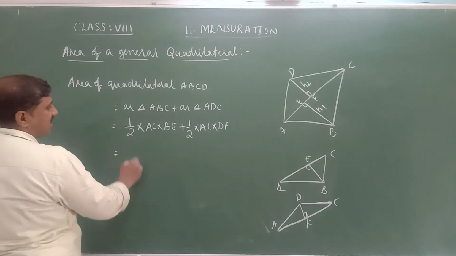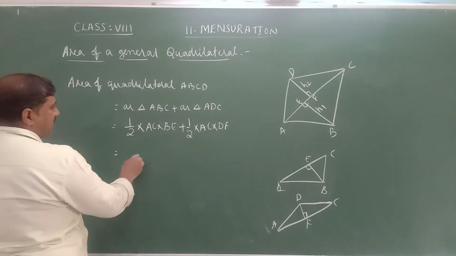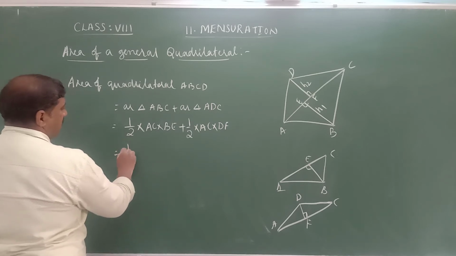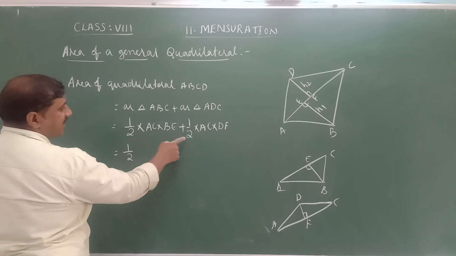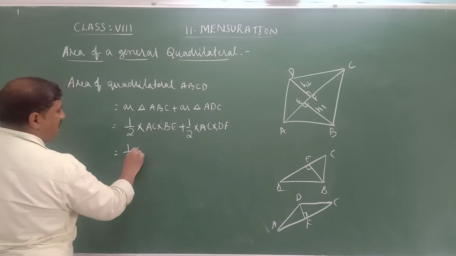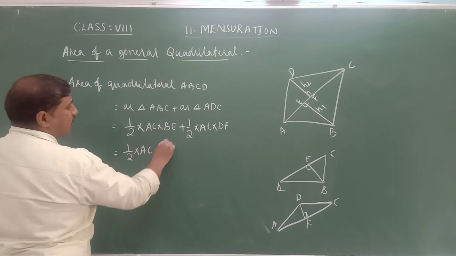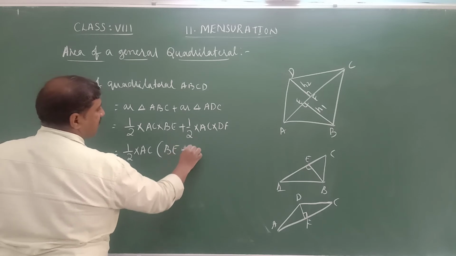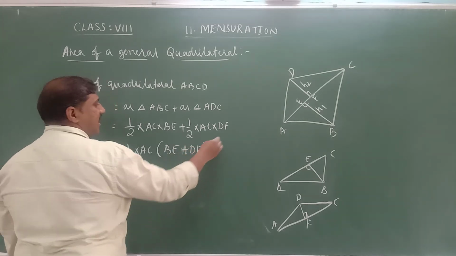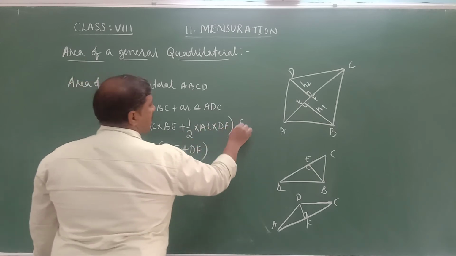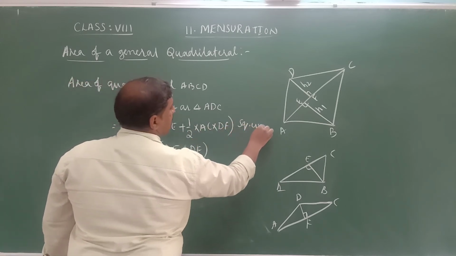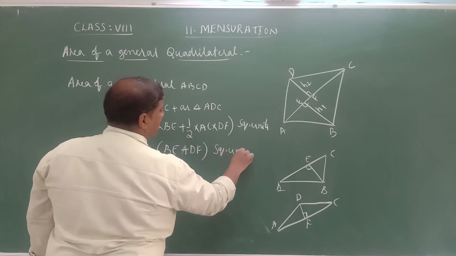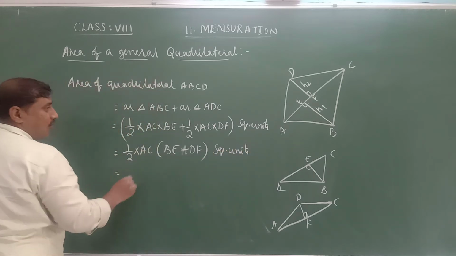Now we will write it as what from this. Identify the common things. Half is common and AC is also common. Half into AC into BE plus DF, BE plus DF. You can write here the square units.